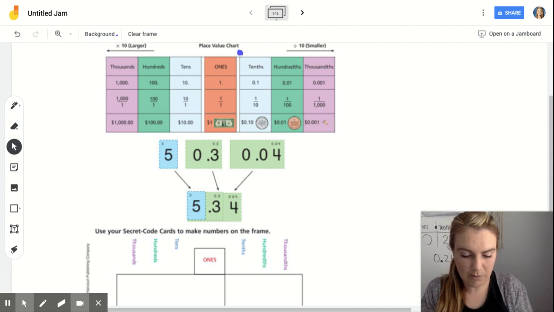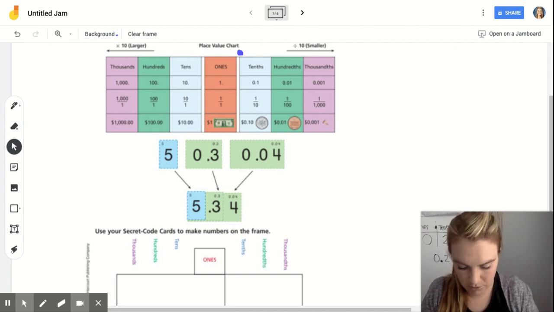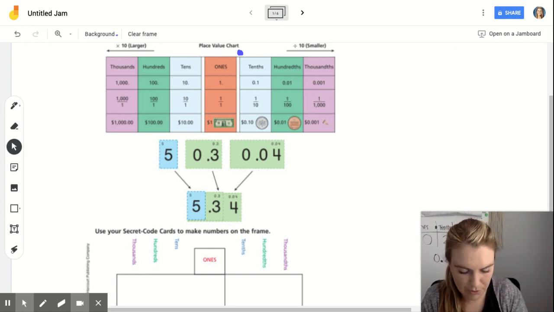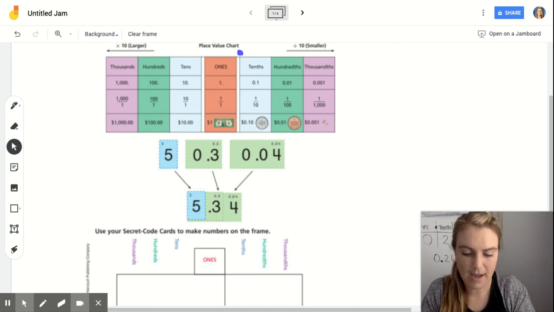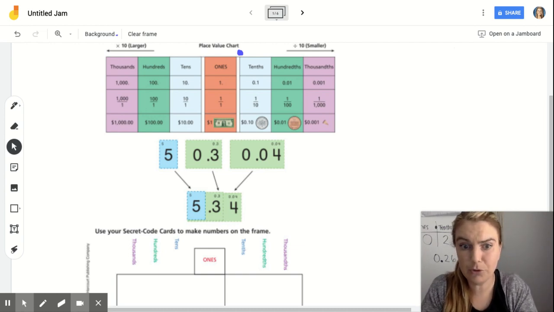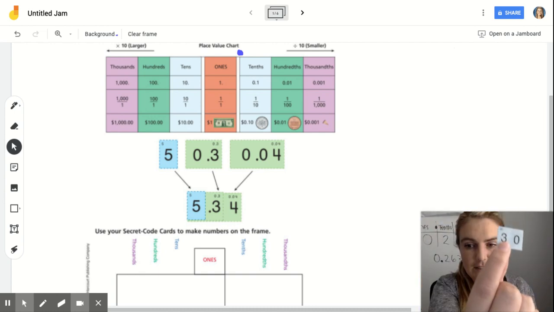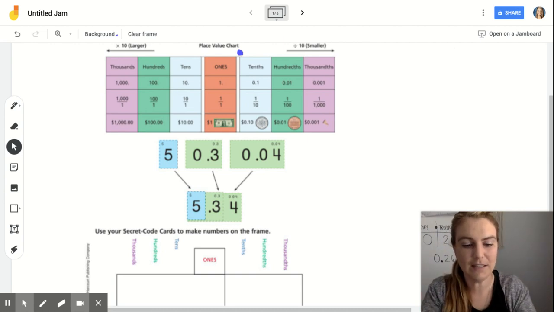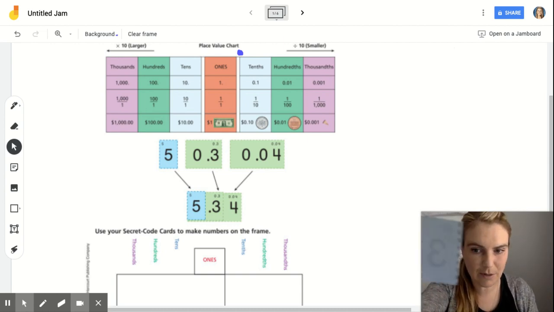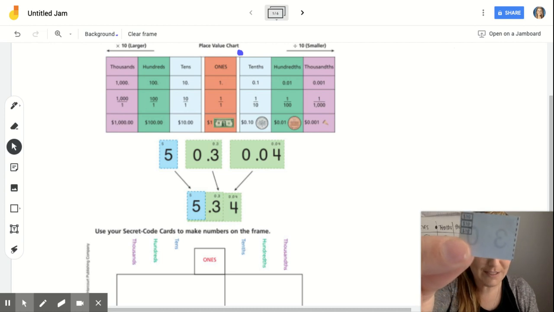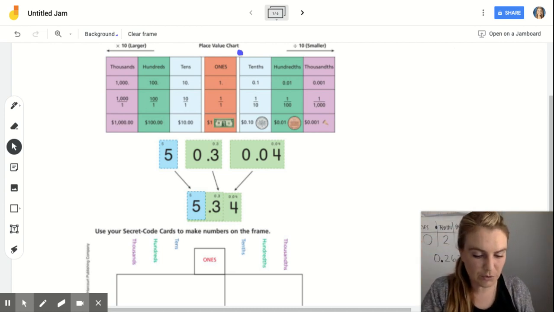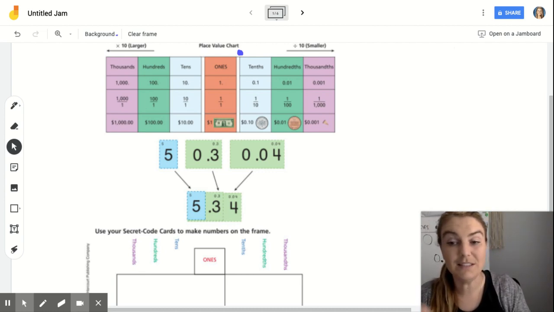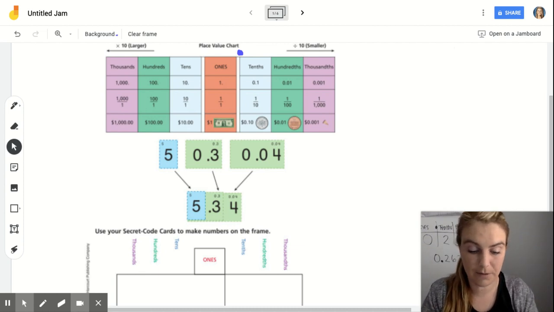So we might see some errors as some students create with secret code cards. For example, let's say I accidentally chose the 3 from my blue 3, and I said, sure, this is a 3. I can easily use this to build this number. This 3 in the number 30 is very different than 3 tenths. This represents not 3 dimes, it represents 3 $10 bills or $30. So it's really important that you are choosing the correct digit, but also the digit that's in the correct place value that we're building upon.